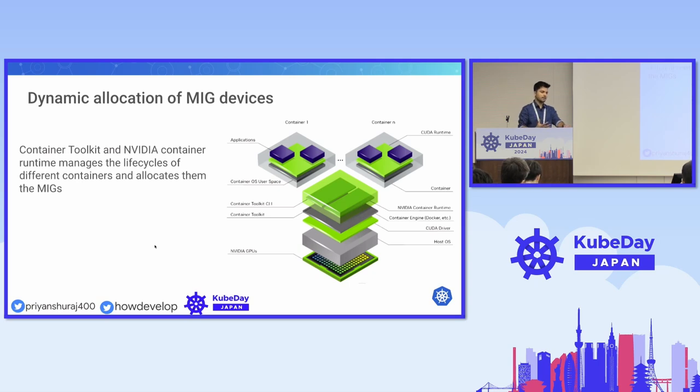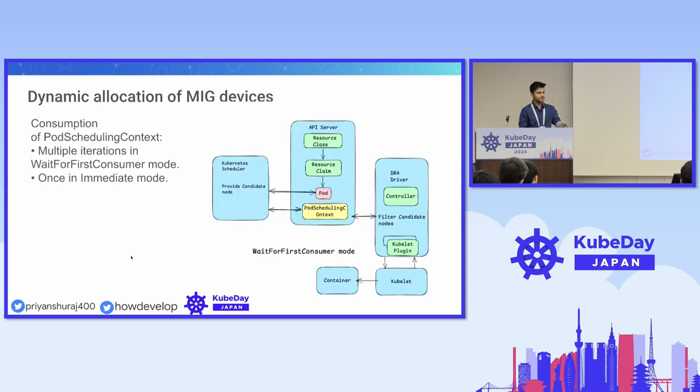This is the same architecture. Why the container toolkit and every container? There are different containers to control the images. As we discussed before, this means that the right part of the GPU will be dynamically allocated. It's the same architecture that we discussed in the previous slide.